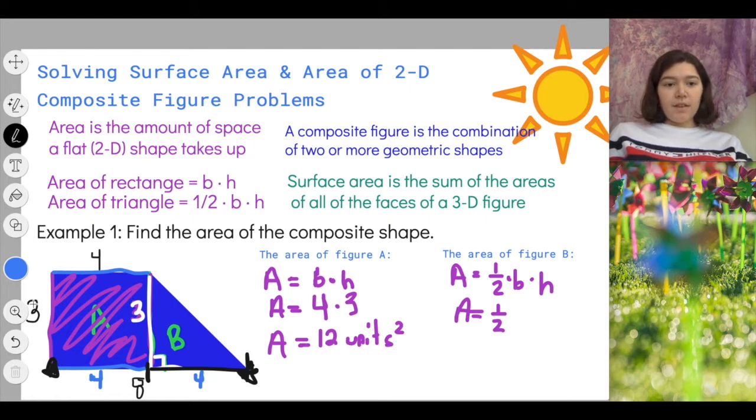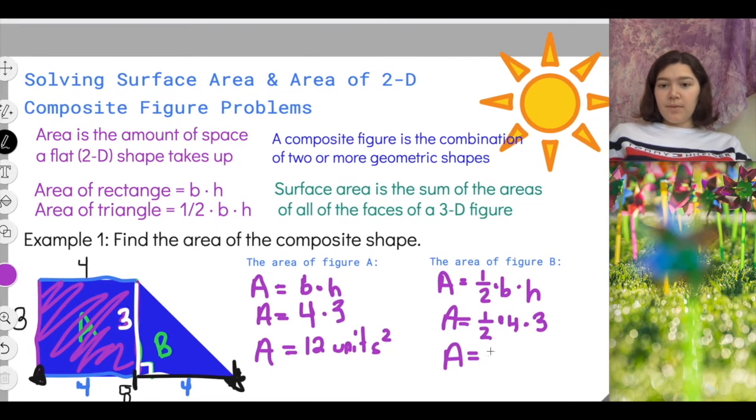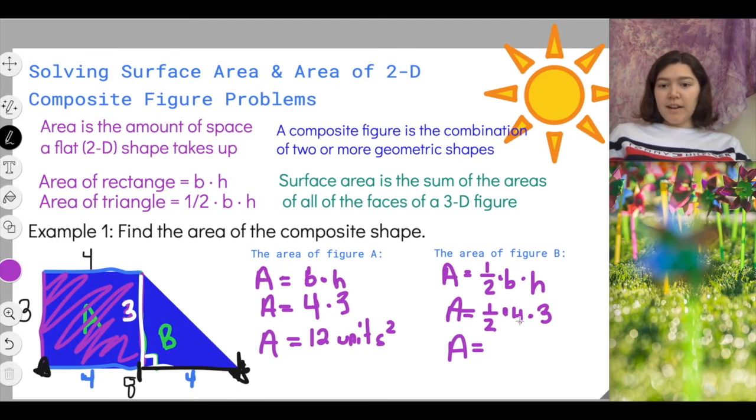Okay? All right, so then let's go back to our formula, and our base is 4, and our height was 3. So we're just going to multiply those to find our area. Okay, so we have 1/2 times 4. What is half of 4? So 1/2 times 4 is 2, and then 2 times 3 is 6. So we get 6 units squared.